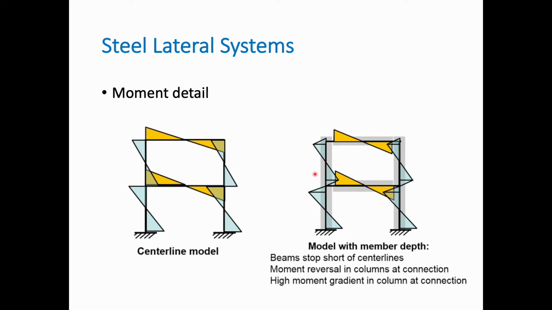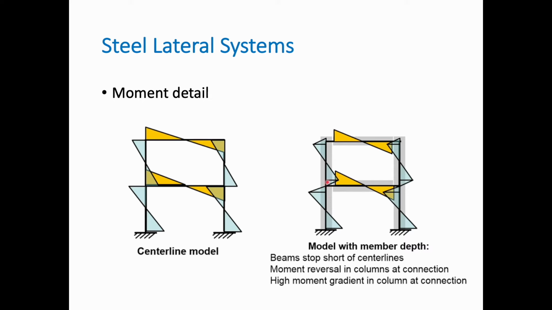In fact, if you look at what's happening here is that the beam stops short of the center lines, and the moment on the beam stops at the flange of the column, and equally the moment of the column stops at the end of the beam. In fact, the theoretical values that we have calculated are higher than the actual values we will have in our design because of considering the depths of the section.